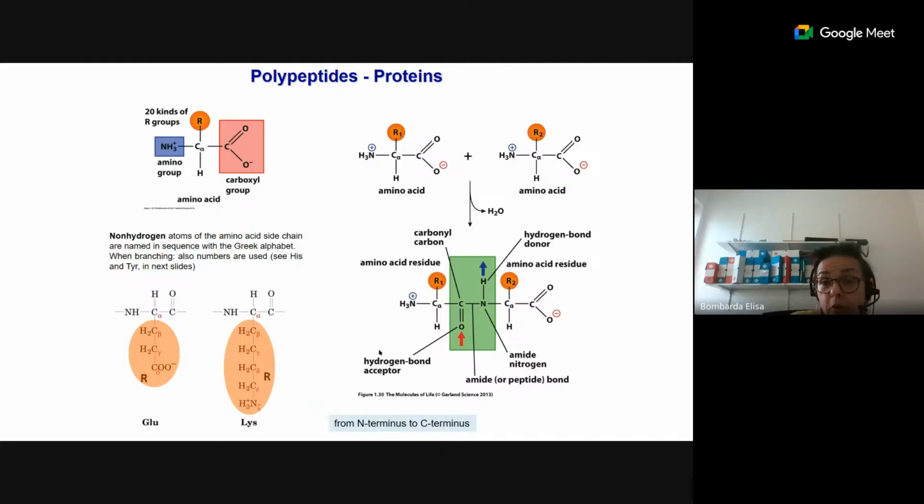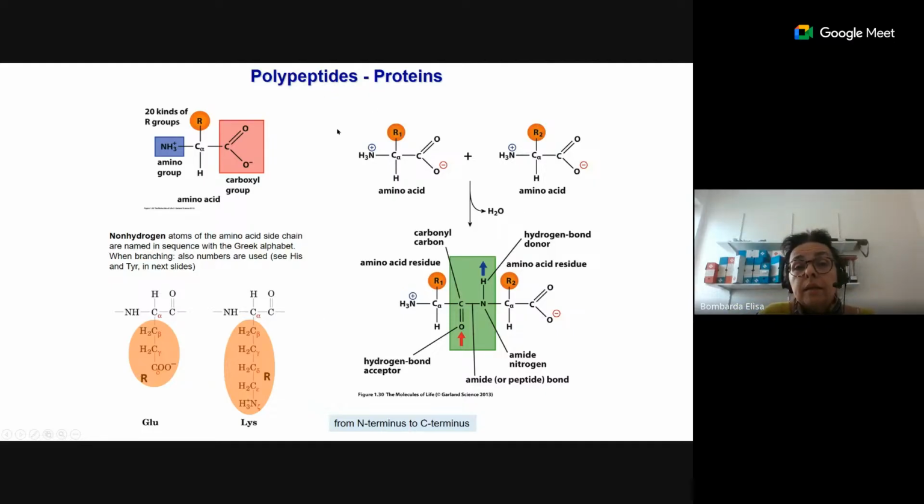Okay, so as I said, polymer, so polypeptide. Proteins are polypeptides. The building block of protein is the amino acid. The amino group and the carboxyl group are common to all the amino acids. They just differ by the side chain, which is represented by R. Here is an example: this is glutamate, that is lysine, as you see. So the amino and carboxyl groups are the same, and just the side chain changes.